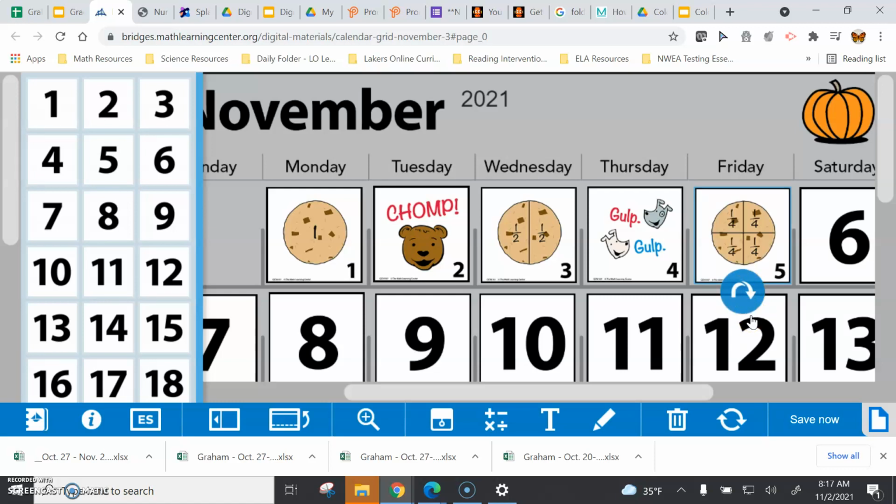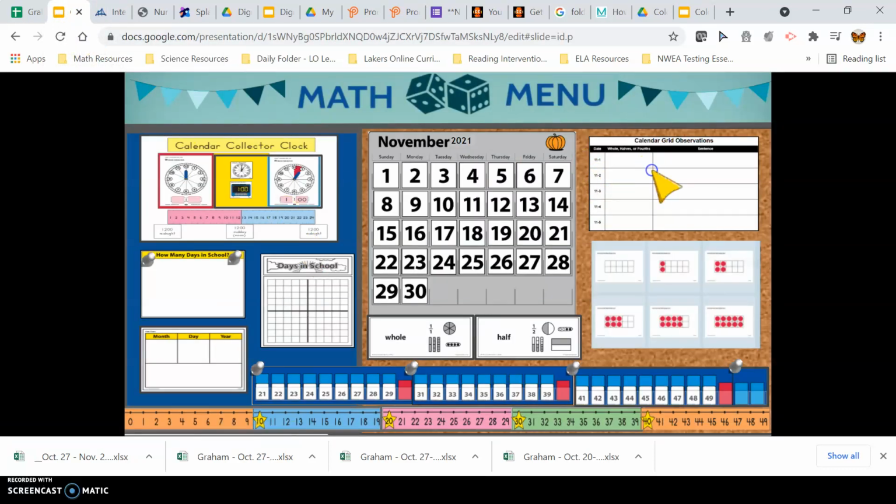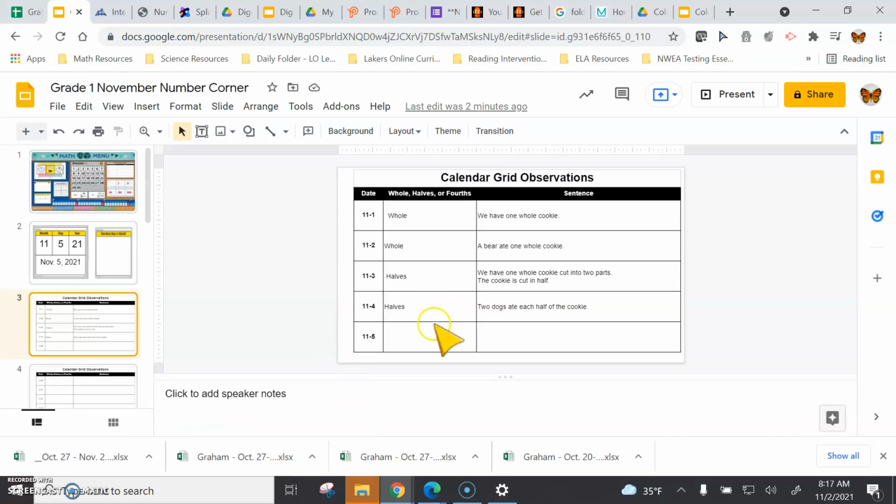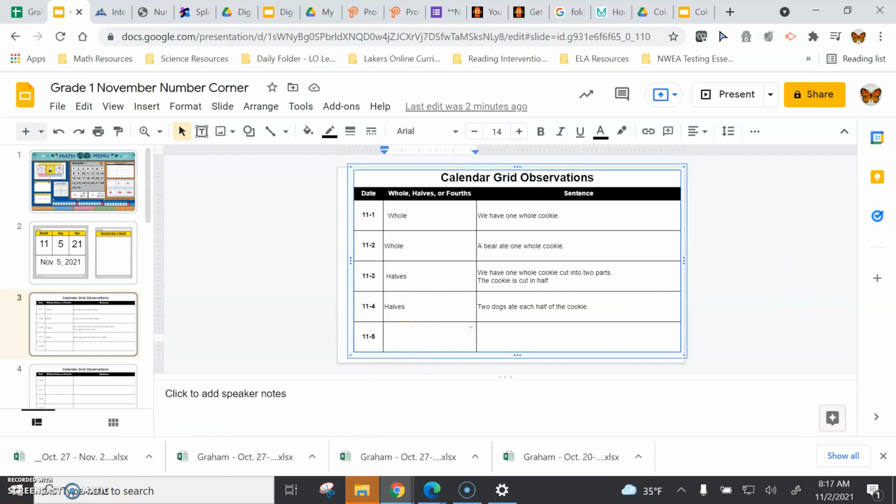Whoa, it's one cookie, but it's different. It looks like there are 1, 2, 3, 4 equal parts. On this cookie, the cookie has been cut into what we call fourths. Fourths. Interesting. We need to add that to our grid. Let's add that to our information. So we have fourths that we're adding to our information now.